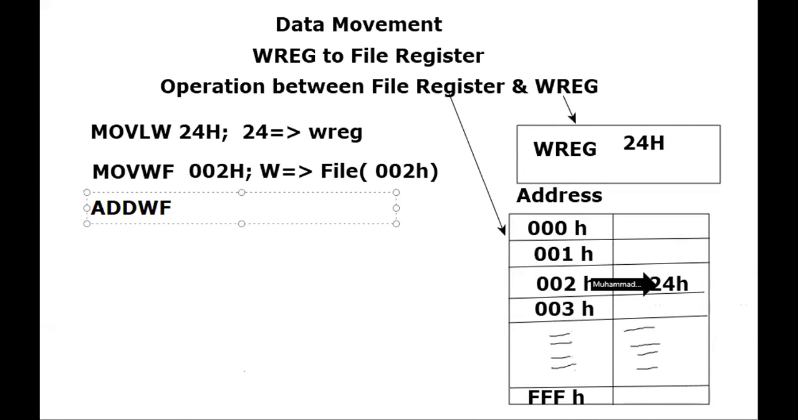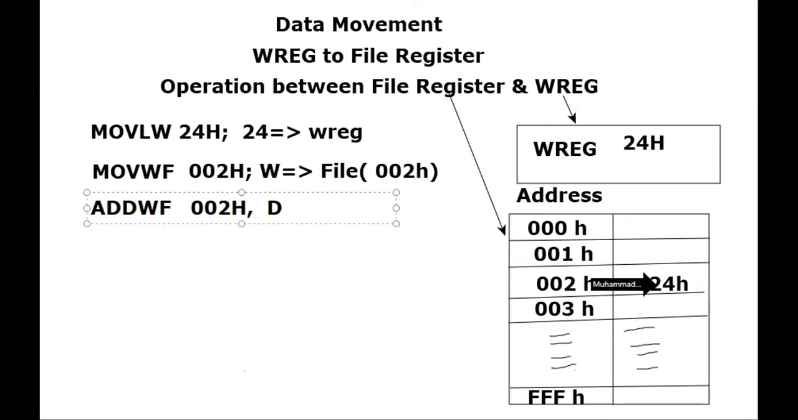We know that the file register has a size of 4 kilobytes, so one can use any location out of those 4096 locations. So let's say the content of 002 and the working register itself, we are going to add. So let's say 02 hex, and the very next thing in this command, which is very important, is called the destination bit.